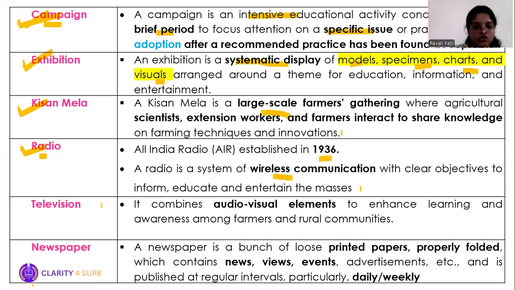Next is television. It combines audiovisual elements to enhance learning and awareness among farmers and the rural community. Next is newspaper. Newspaper is a bunch of loosely folded papers with news, views, and events, and it is published at regular intervals like daily and weekly.